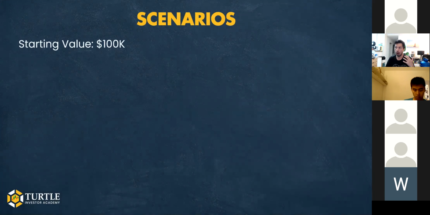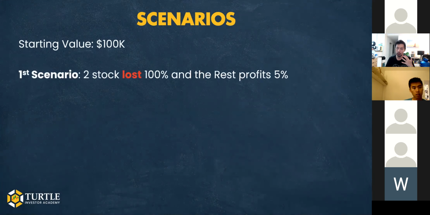Let's say we have a starting value of 100K. The first scenario is that you have two stocks that you lose 100% on. I don't know how you'd pick that, but somehow we're very unlucky and we pick two stocks that both went bankrupt, right? And for the rest of the companies, we make profits, but let's say we don't pick the right ones, so the profit is not much.